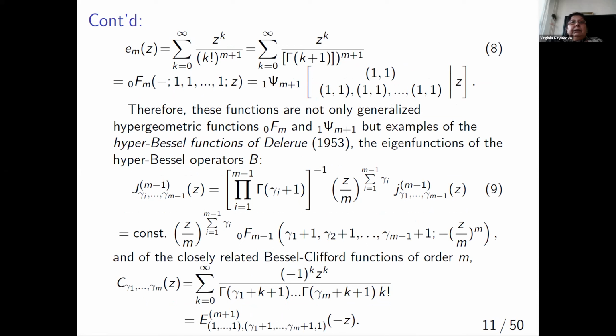So these are functions, not only generalized hypergeometric functions, but also cases of the hyper-Bessel functions of Delerue. You see the functions defined by equation 9, or the simpler case, more visible, are the Bessel-Clifford functions of order m, the last equation.